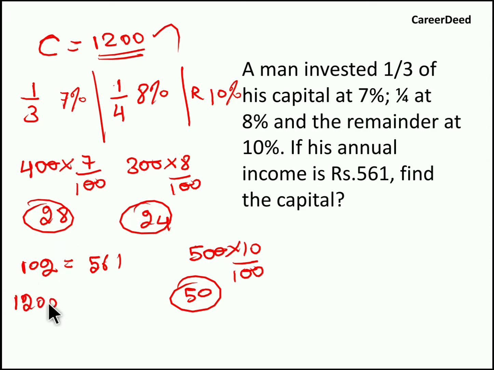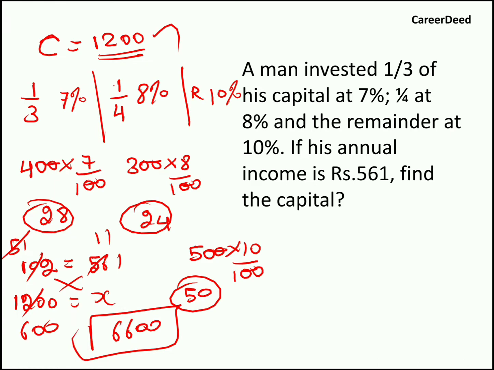So this 1200 rupees is x, right? So x equal to 561 by 102 into 1200. Just cross multiply, you will get the answer. So in the second table 600 times, in the second table 51 times. So 51 into 11 you get 561. So 11 into 600 you get 6600. So 6600 is nothing but the total investment made by the man.